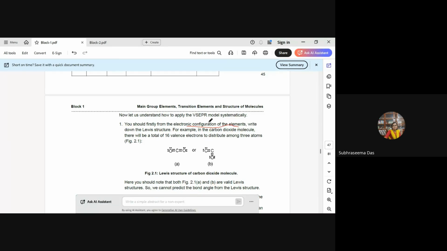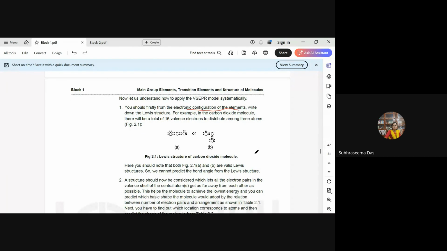Like, we'll take a simple example, that is the carbon dioxide molecule. In the carbon dioxide molecule, there are a total of 16 valence electrons and they will be distributed among the three atoms, that is two oxygen atoms and one carbon atom. So this is how it looks. In figure 2.1a and b, you can see the Lewis structures of the carbon dioxide molecule, and we can see that the distribution of the valence electrons has been done.